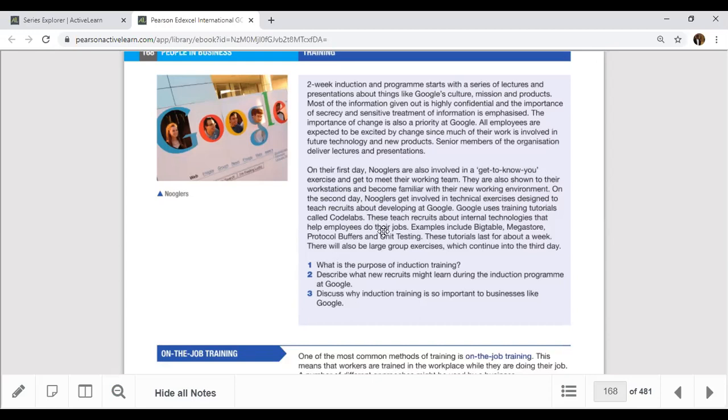So Google uses training tutorials called Code Labs, and these teach recruits about the internal technologies that help employees do their jobs. Examples include Big Table, Megastore, protocol buffers, and unit testing. These tutorials last for about a week, and there will also be a large group of exercises which continue into the third day. So you can see the part of induction training.